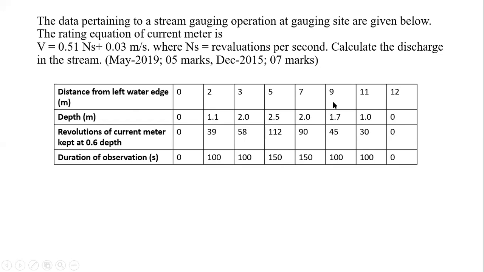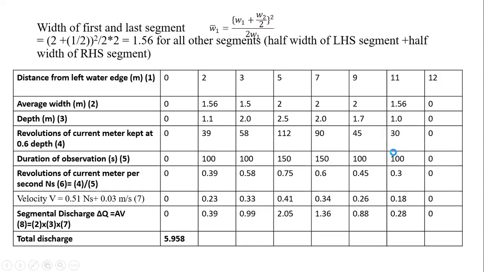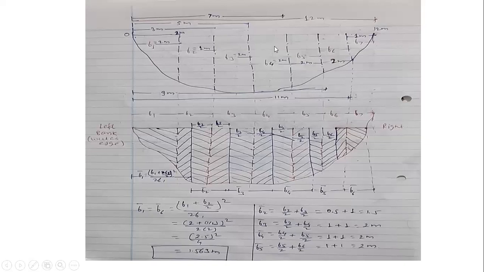Then at a 9 meter distance from the left side, flow depth is 1.7 and current meter rotations were 45 in 100 seconds. Whereas at 11 meter distance from the left side, water depth is 1 meter and current meter readings were 30 in 100 seconds. Whereas at 12 it's 0. Now I would like to go for a sketch so that you will get the idea.